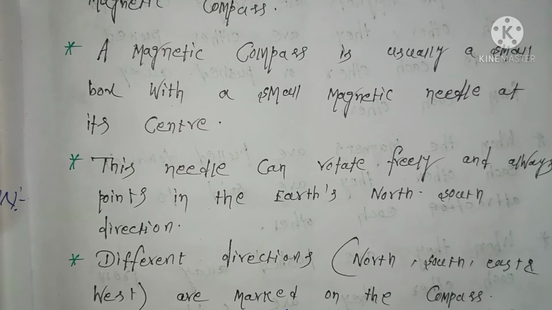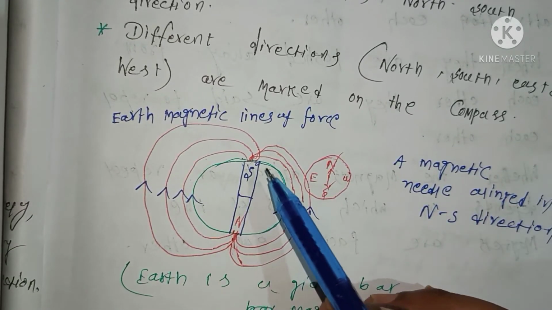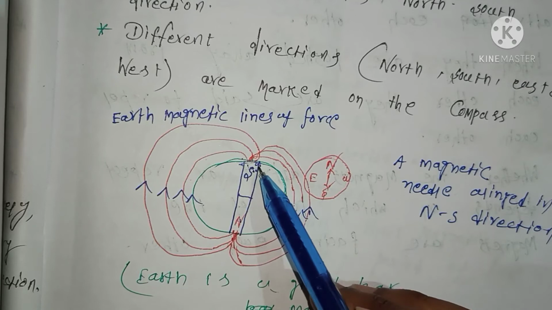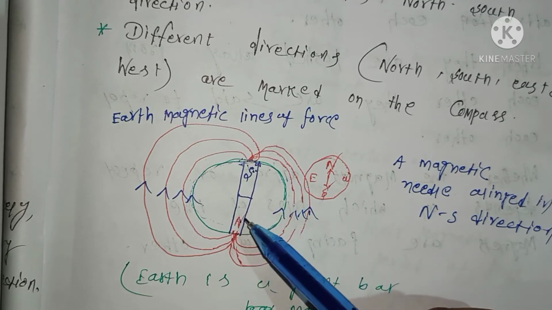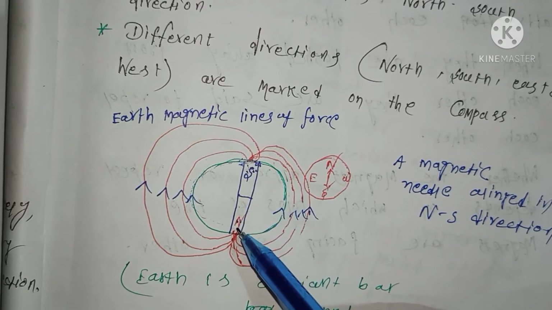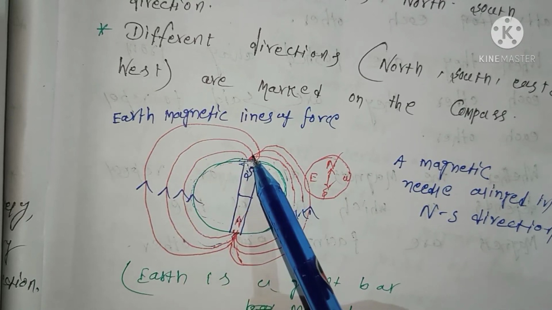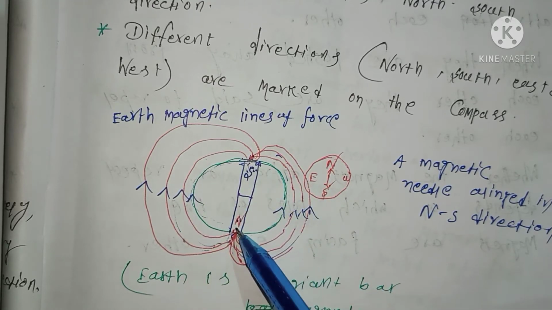So the question is: why does this magnetic needle always point towards the north and south direction? Suppose I take a bar magnet, with a north pole and a south pole. Our Earth is behaving exactly like a giant bar magnet. You will remember that the Earth's magnetic lines of force always move from the north pole to the south pole.